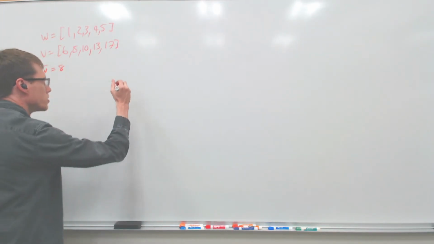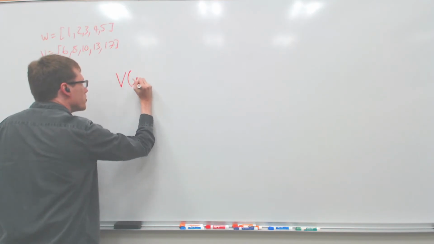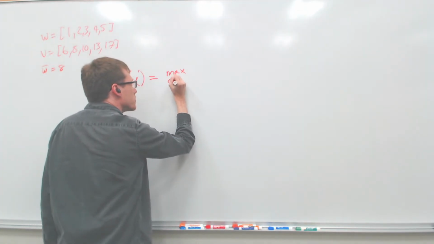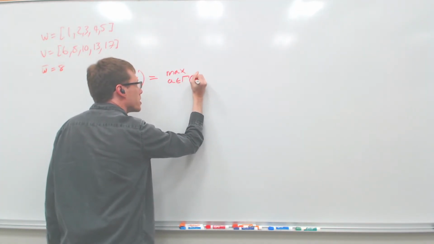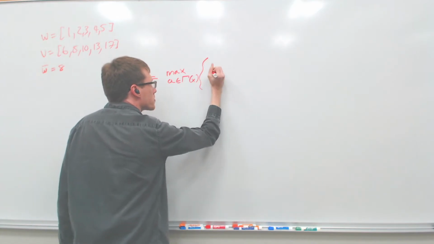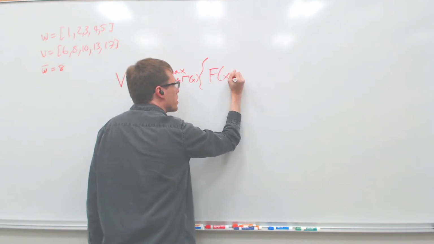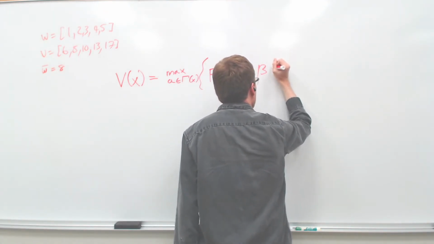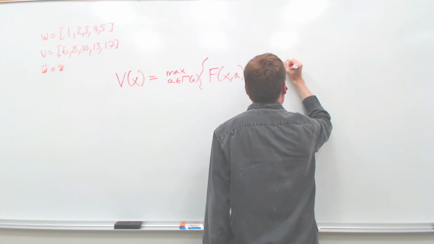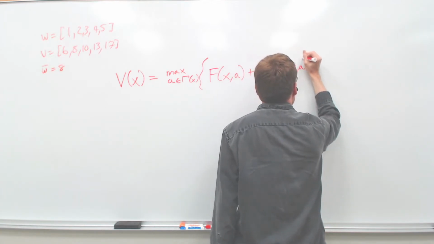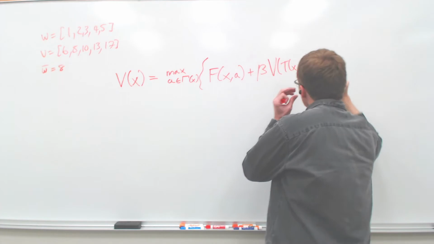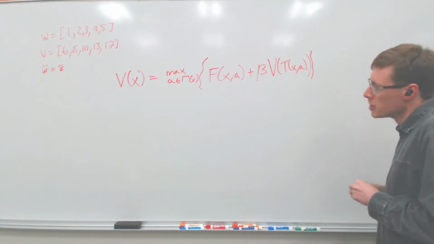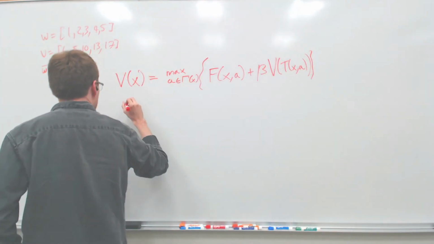So the general equation is v of x equal to the maximum for every action in the action set of the immediate value plus beta times v of the new state. All right, and I'll explain this one piece at a time. It's fairly straightforward. So v of x is just the value, right?